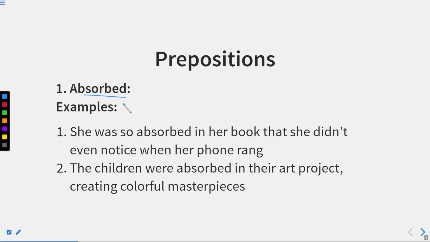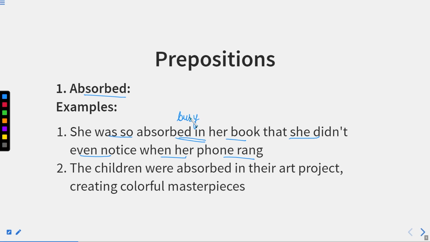Now, if I have to use this verb in a sentence, I will use absorbed in. Let us see the sentence. She was so absorbed in her work. It means she was so busy in her work. Absorbed in means busy. She was so occupied in her book that she did not even notice when her phone rang. It means she was totally absorbed in her book. She was reading her book with great concentration, so she didn't even notice that her phone was ringing.